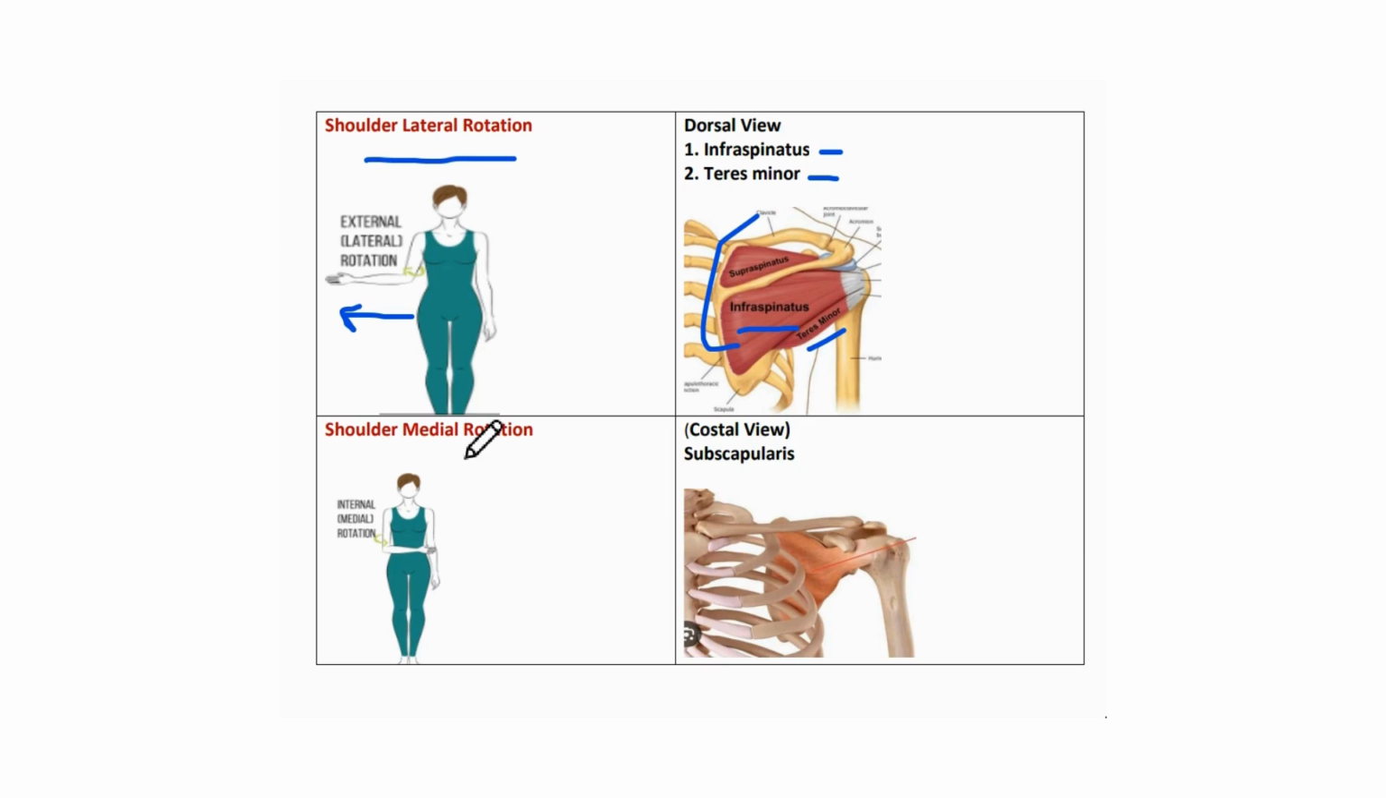The last movement which we are going to discuss in this video is shoulder medial rotation, and it can be performed by moving the forearm internally. So subscapularis is the muscle which will be responsible for shoulder medial rotation. Subscapularis muscle is basically present on the inside of scapula, inner aspect. So this is the muscle. Here a costal view is shown in this picture.